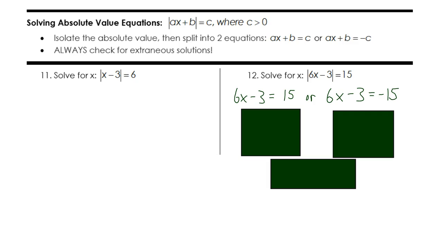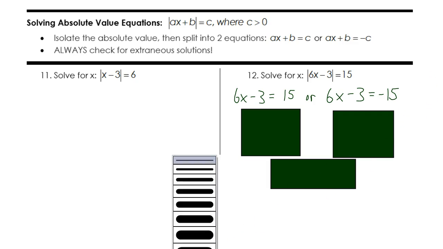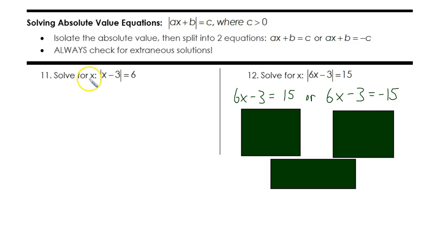Let's talk about how to solve absolute value equations. So this is not graphing. This is something a little bit different. What we want to do here is solve for x when we have the absolute value of x minus 3 equals 6. Well, there are a few steps to do this.